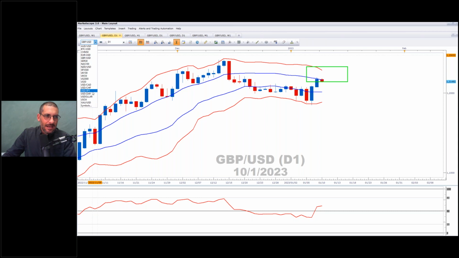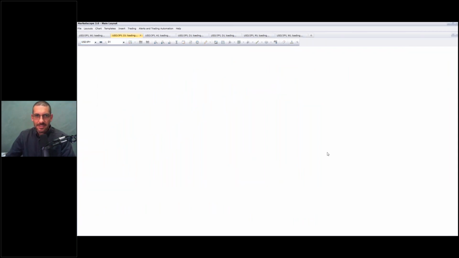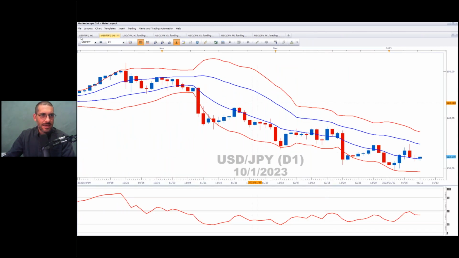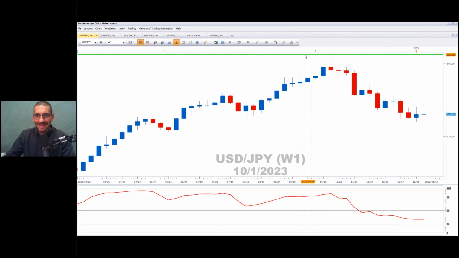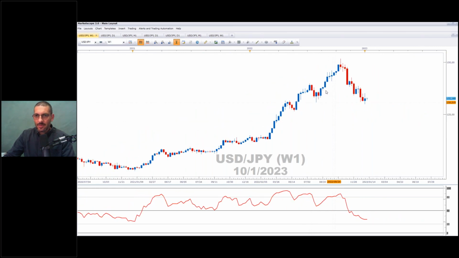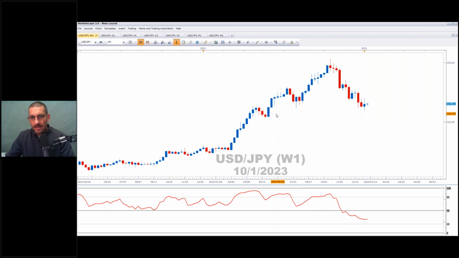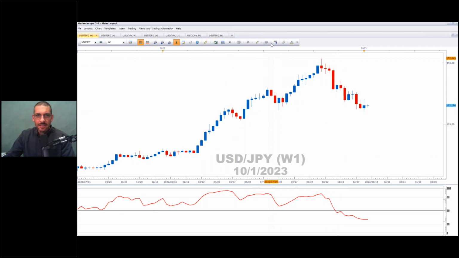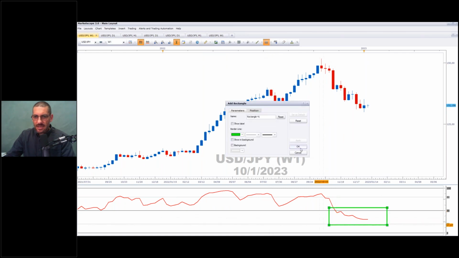US dollar Japanese yen, I really don't like this pair. I'm just saying that to be transparent. There's huge Japanese manipulation happening here. So what's happening with this? The US dollar is dropping. Let's get a momentum reading first. Okay, so you can see that there is a bearish momentum.